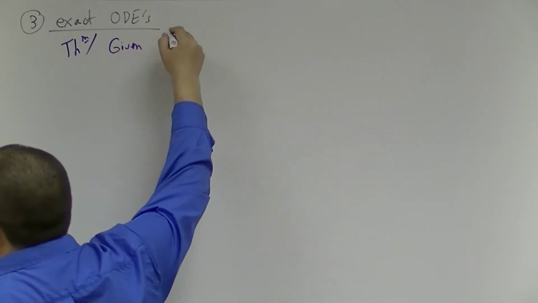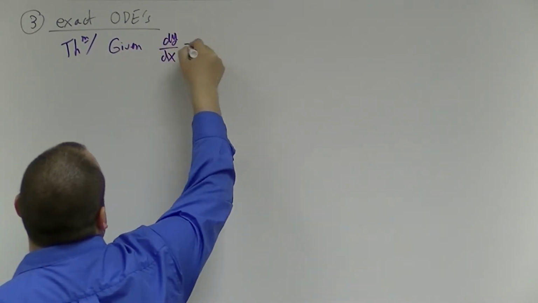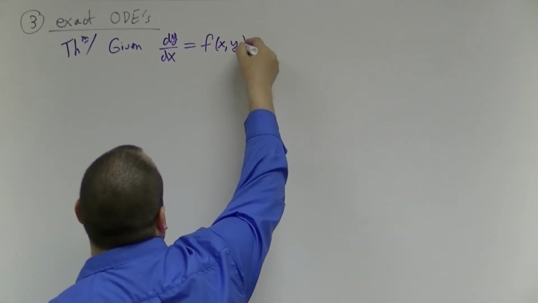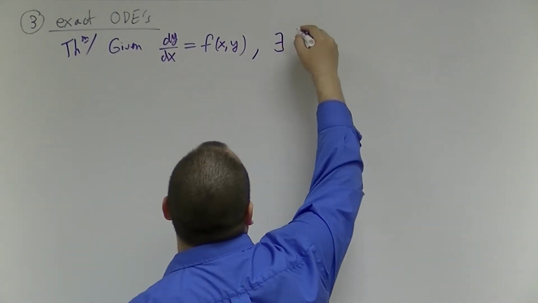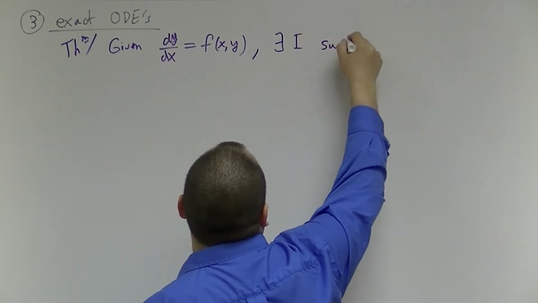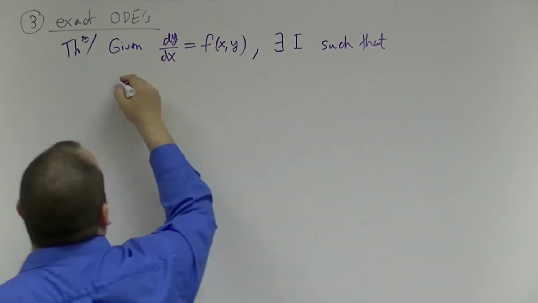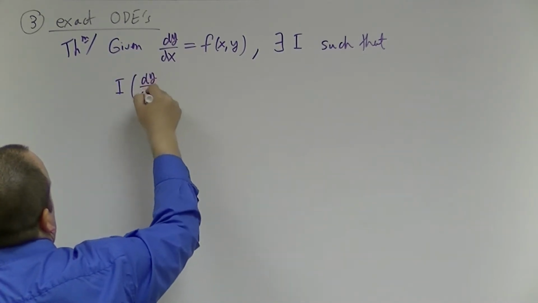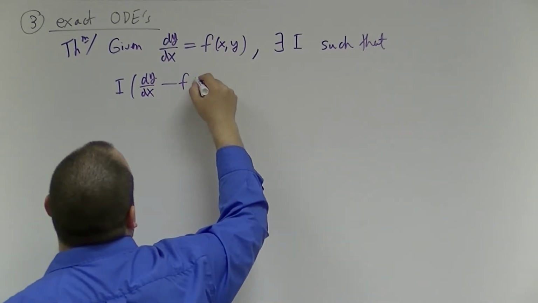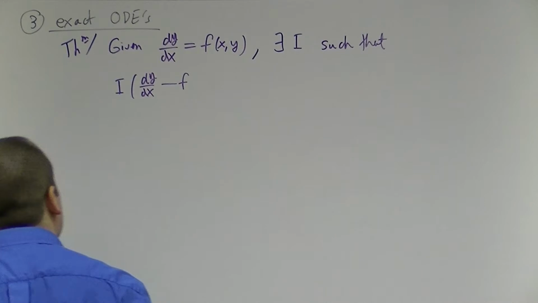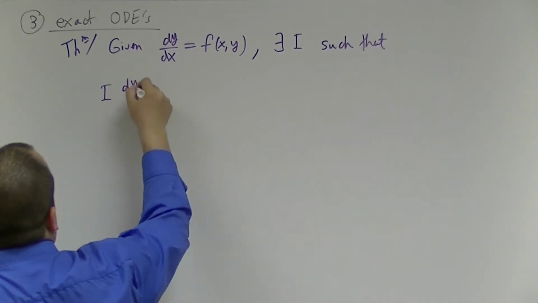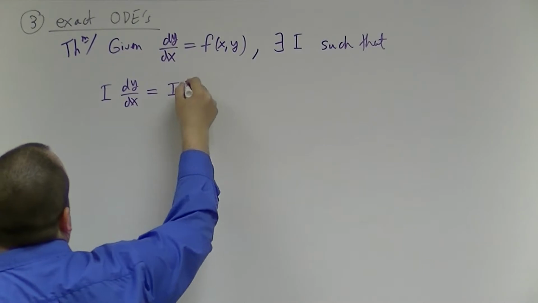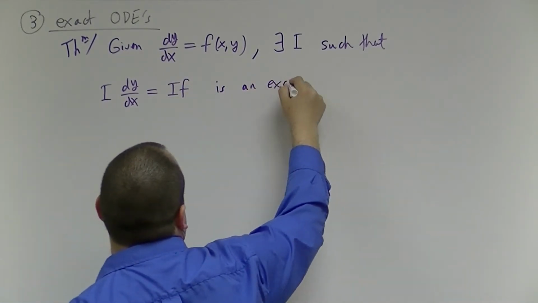Given dy/dx equals f of x, y, and I forget the condition, it's really weak, something like the partial of f with respect to y is non-zero at some point. So it's something relatively benign. There exists an I such that, well, let me just use words: such that I times dy/dx equals I times f is an exact equation.